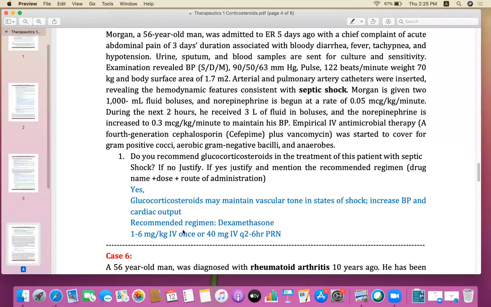What is the recommended regimen? Give the name of the drug. Which drugs are commonly used? Generally, dexamethasone is commonly used. What is the dose and route? Now, septic shock is an emergency, so the dose should be given intravenously. So, the route should be intravenous. You can give 1 to 6 milligram per kg intravenous once, or you can give directly 40 milligram intravenous every 2 to 6 hours as required.